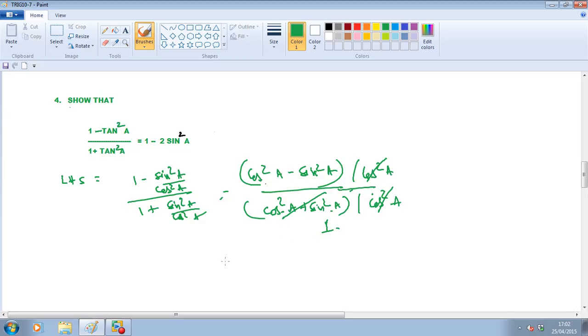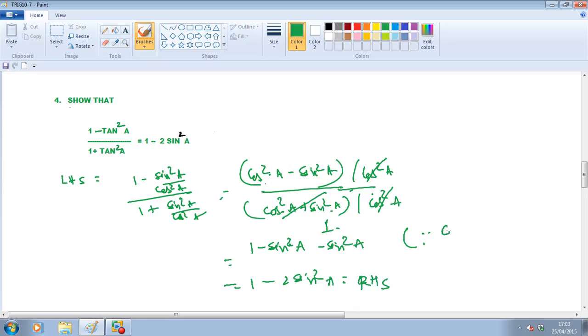Cos square A, we can write it as 1 minus sin square A, minus sin square A. Because sin square A plus cos square A is equal to 1, cos square A is equal to 1 minus sin square A. So now this is equal to 1 minus 2 sin square A, which is equal to RHS.